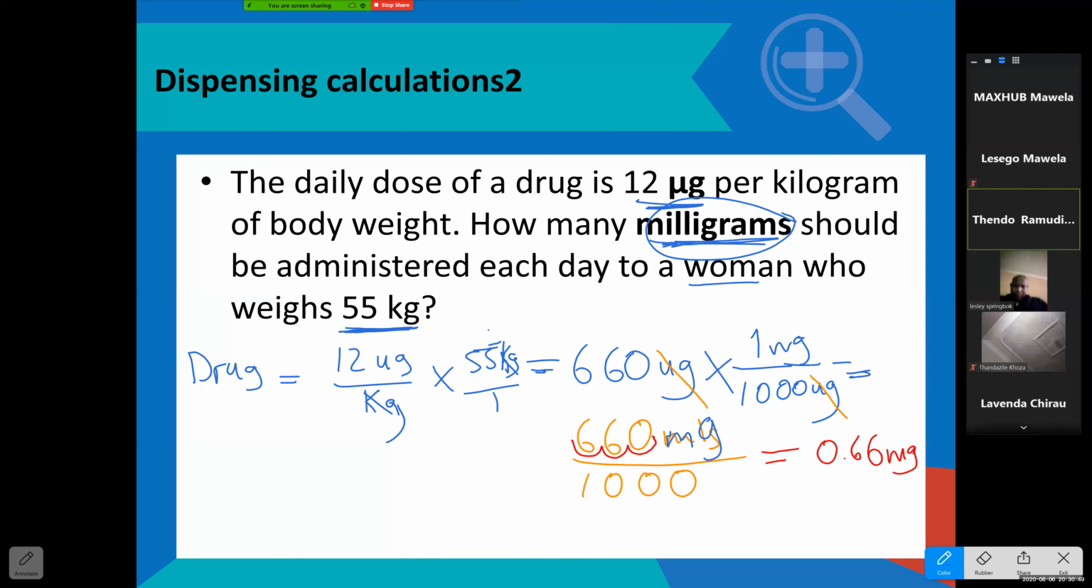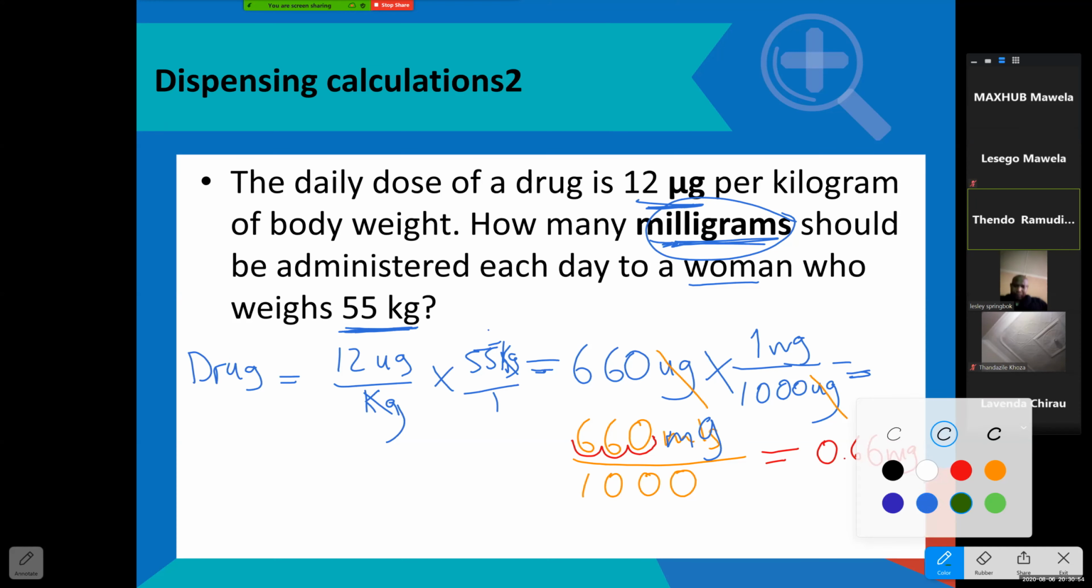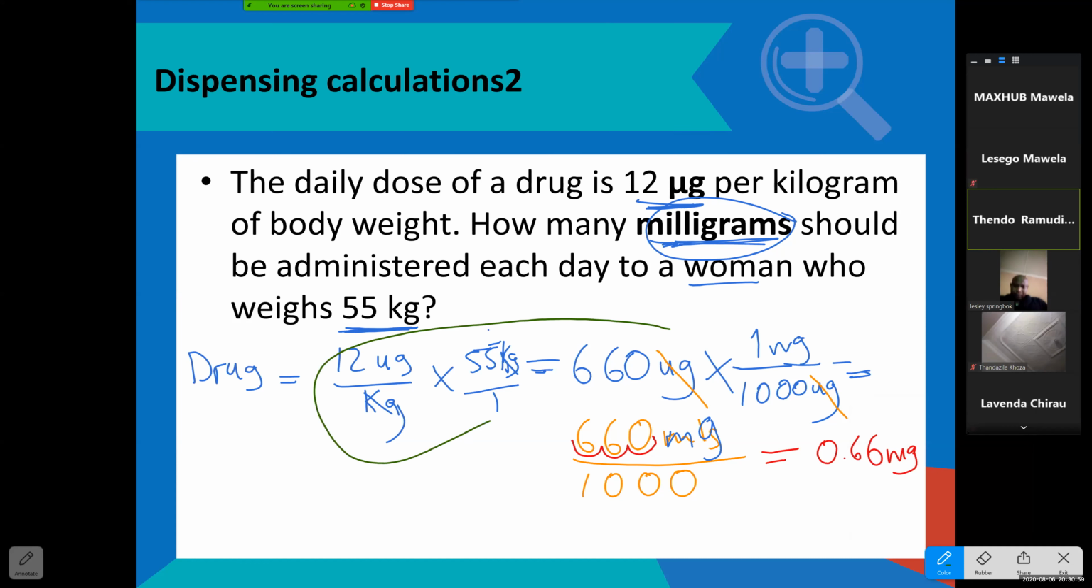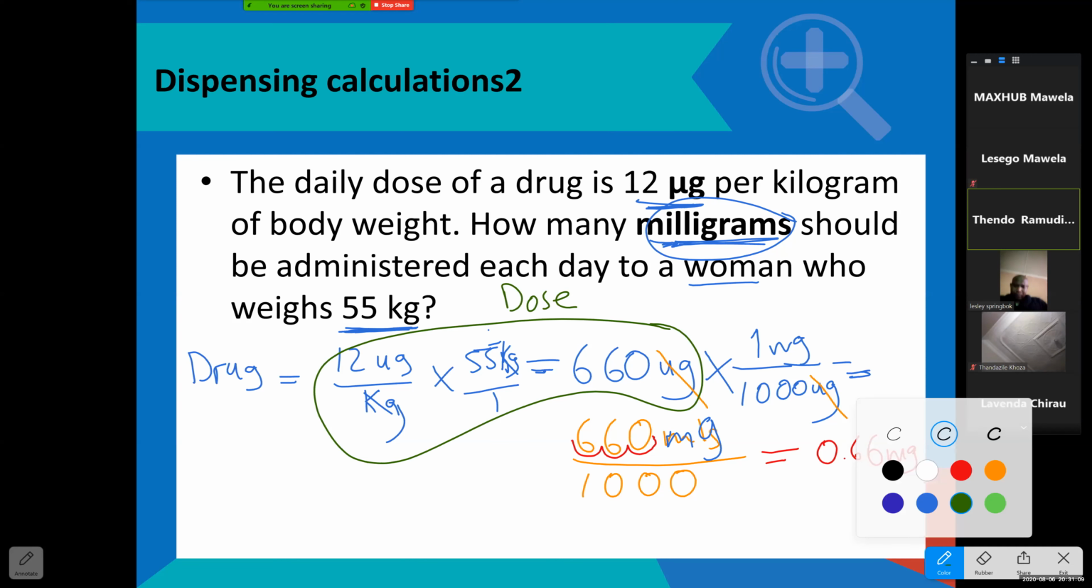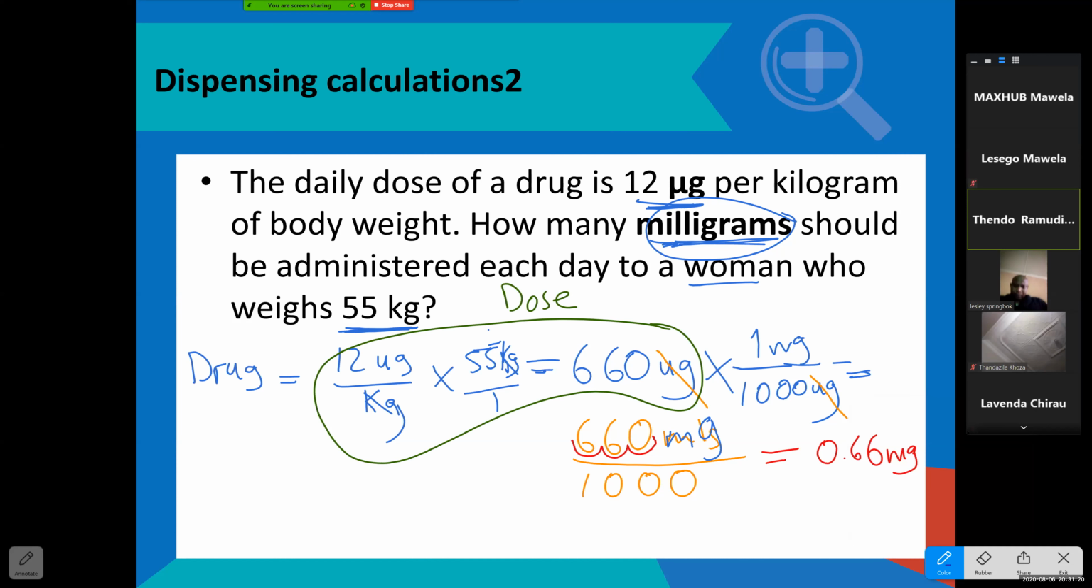So there's two things you have learned here. Number one, how do you calculate a dose? Here, the first step, we calculated the dose for this lady, which was 660 micrograms, right? The second part, which we have learned together now, is how to convert micrograms to milligrams, but it can be a liter to mils, right?